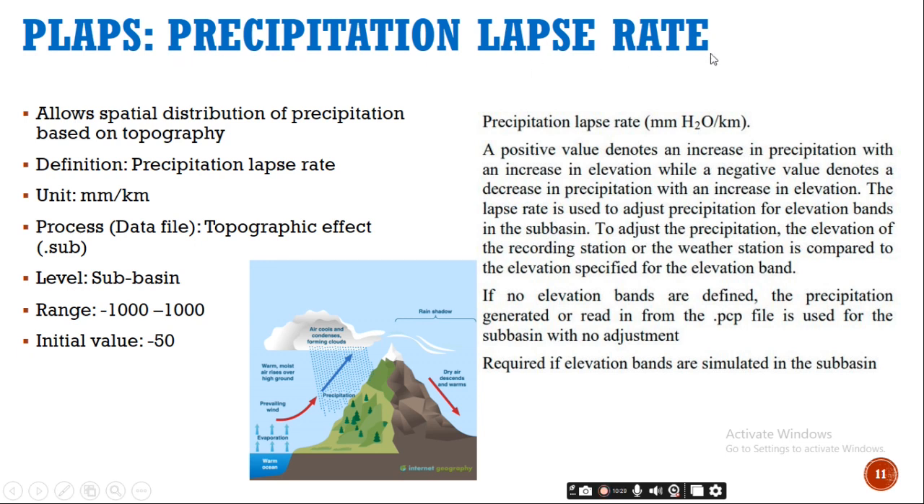And then after, PLAPS. PLAPS means precipitation lapse rate. You can see here the text. A positive value denotes an increase in precipitation with an increase in elevation, while a negative value denotes a decrease in precipitation with an increase in elevation. Okay, and this allows the spatial distribution of precipitation based on topography. Its unit is mm per kilometer. Its recommended range is minus 1000 to plus 1000. Its initial value is minus 50.